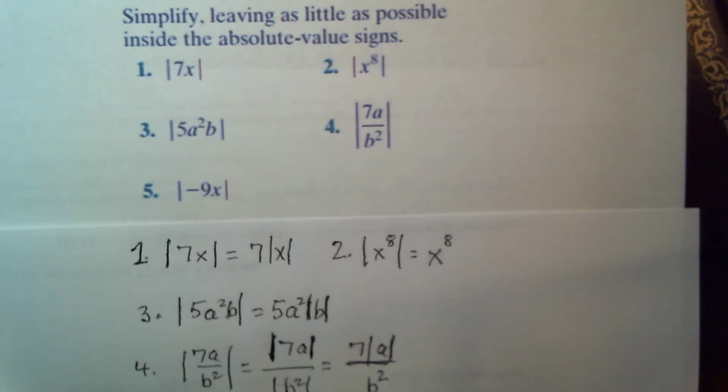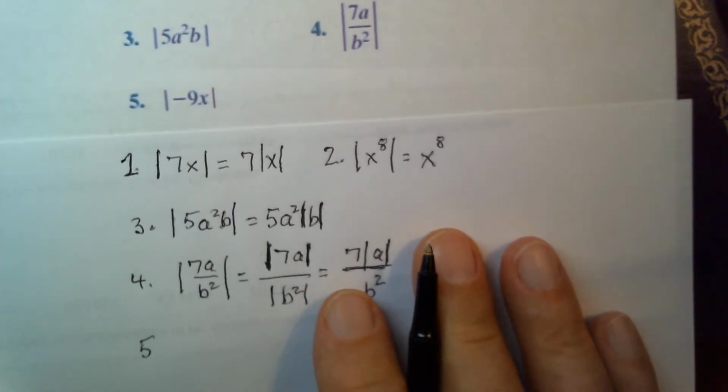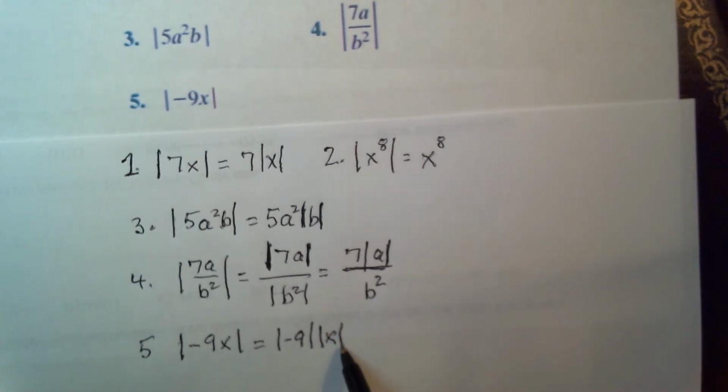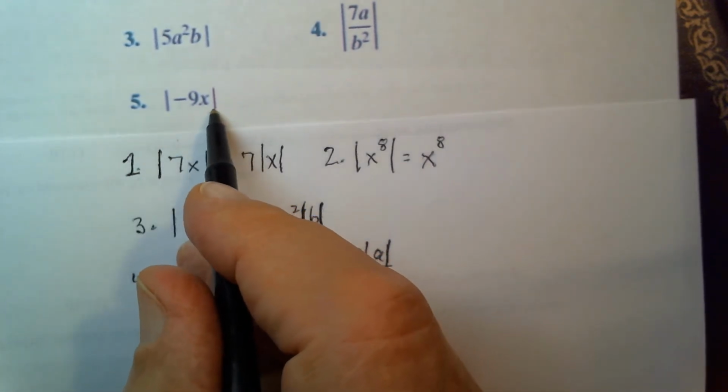And then for number 5, move it up so you can see, number 5 was absolute value of minus 9x. Well, we can write that as the absolute value of minus 9 times the absolute value of x. And the absolute value of minus 9 is 9. So 9 times absolute value of x would be the correct answer for number 5.